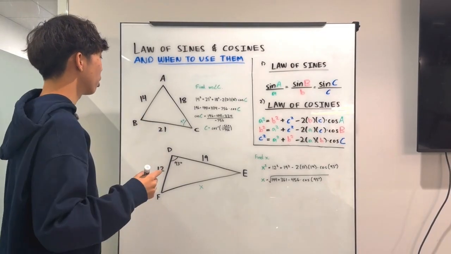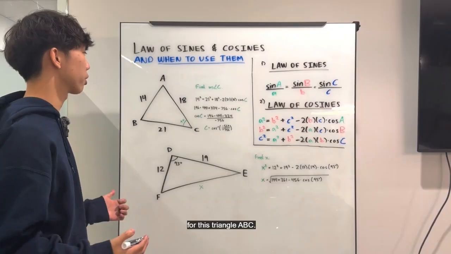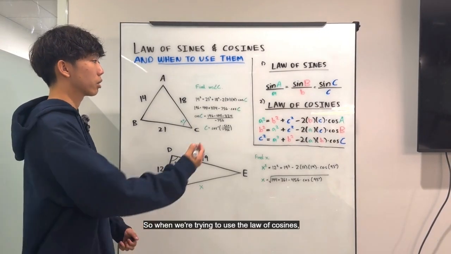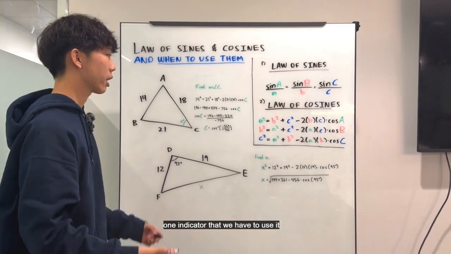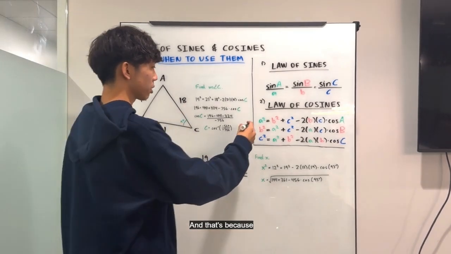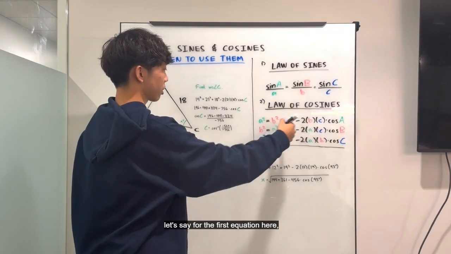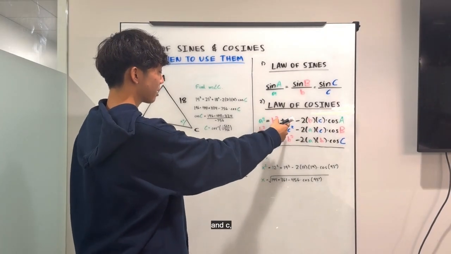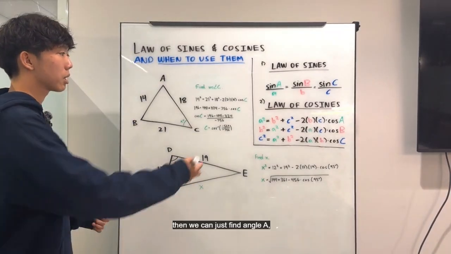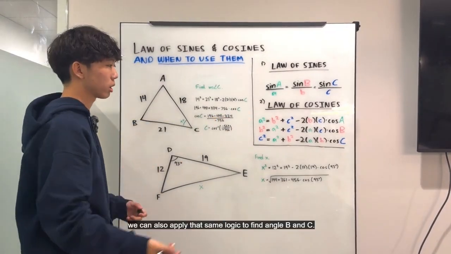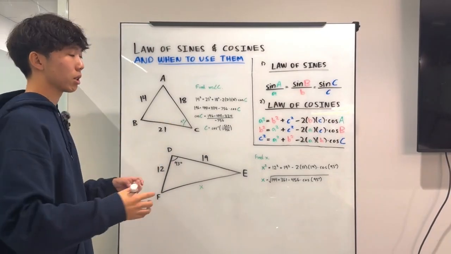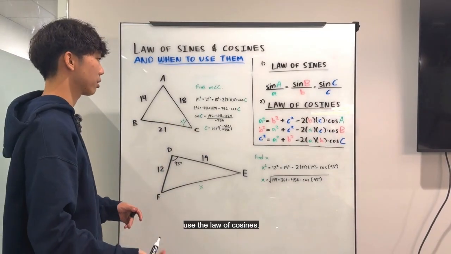For the first one, we have all the side lengths of triangle ABC, and we're trying to find one of the angles. When we're using the law of cosines, one indicator that we have to use it is that we have all the side lengths. If we have, for the first equation here, A, B, and C, which are the side lengths, and there's also B and C again, then we can find angle A, and we can apply that same logic to find angles B and C. So if we have all three sides, we can use the law of cosines.